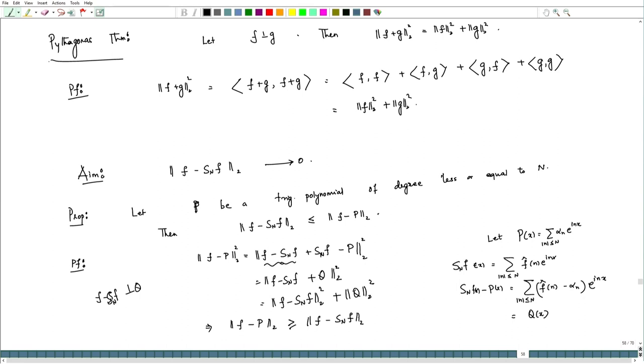So, in other words, that is what we have proved. In the language of approximation, among all the trigonometric polynomials of degree less or equal to N, S_n f is closest to f in terms of this norm. Okay.